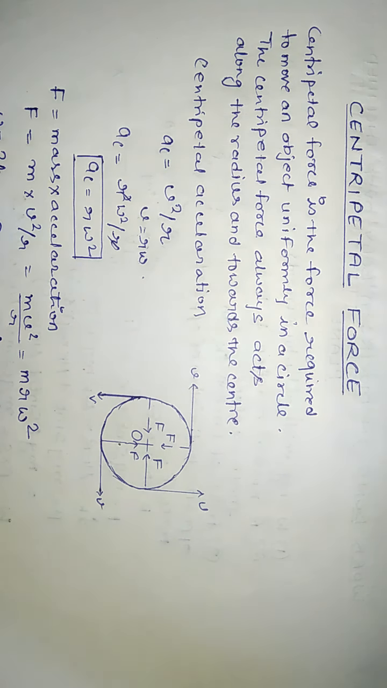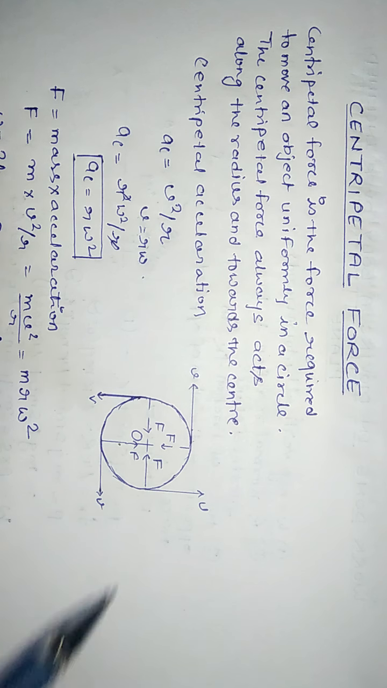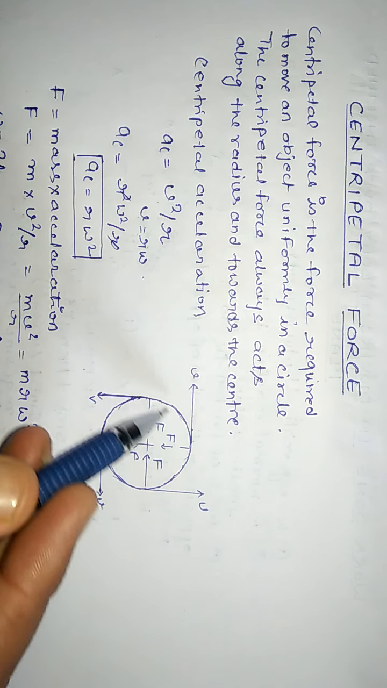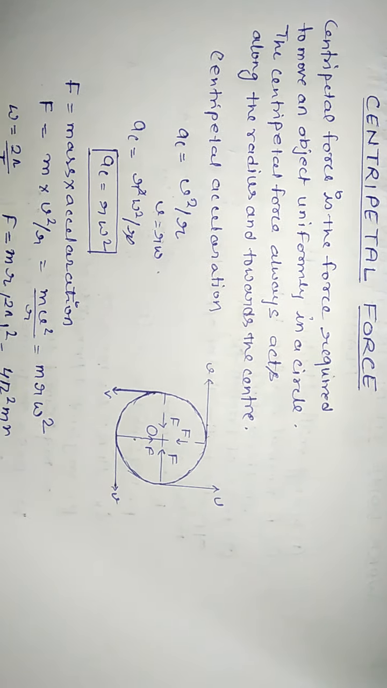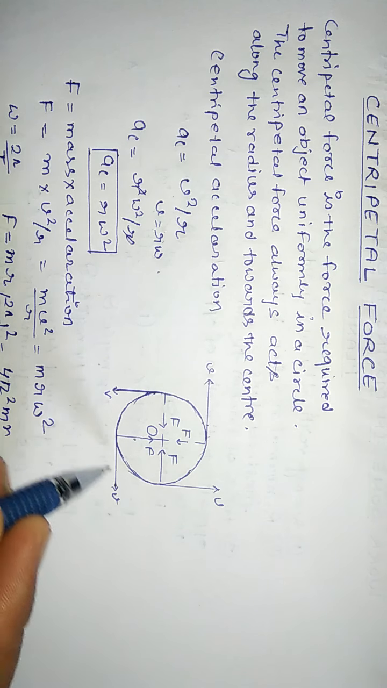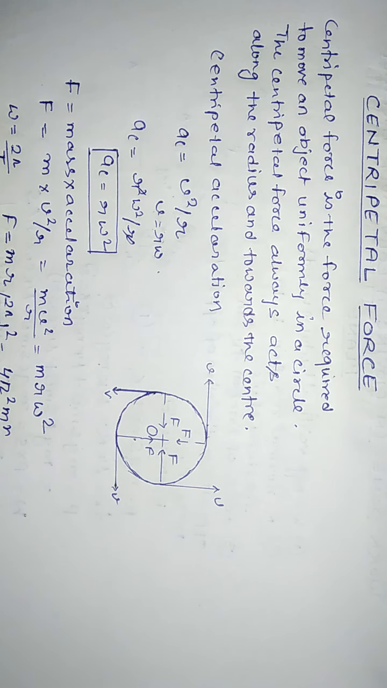Now we know from Newton's second law of motion that a force is required to accelerate an object. So the force required to move this object along the circular path is given by F = mass into acceleration. If we suppose that the object which is moving in the circular path is of mass m, then F = m into v²/R, or mv²/R, which is equal to mRω².